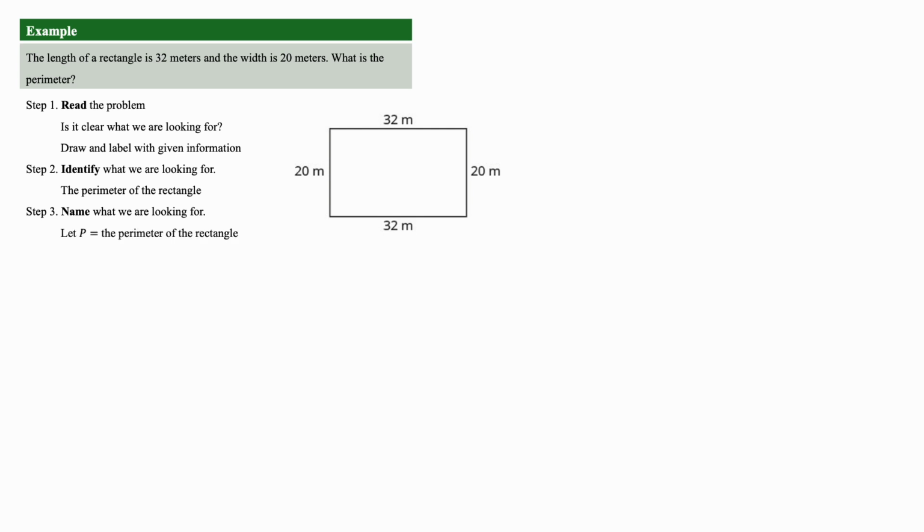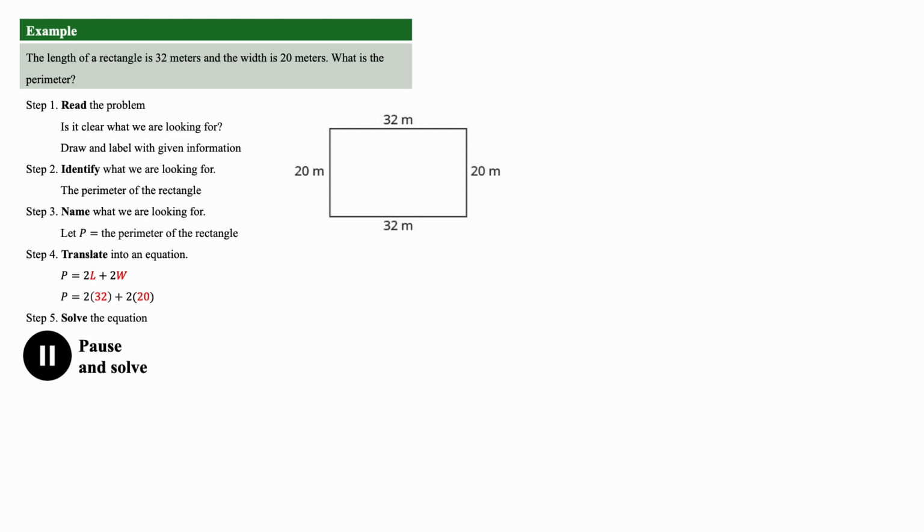We're going to name that by letting P equal the perimeter of the rectangle, and we're going to translate this into an equation. P equals 2L plus 2W, substituting the 32 in for L and the 20 in for W. So P is equal to 64 plus 40, and then we simplify to get the perimeter is 104.